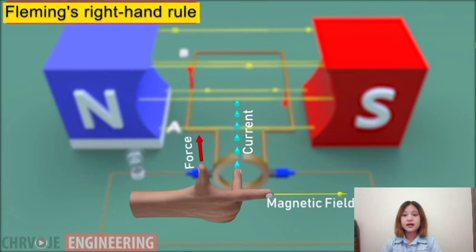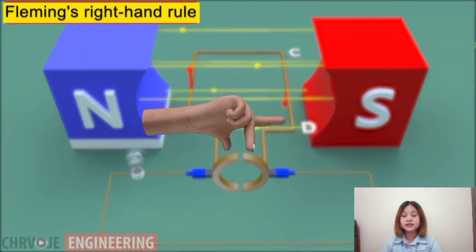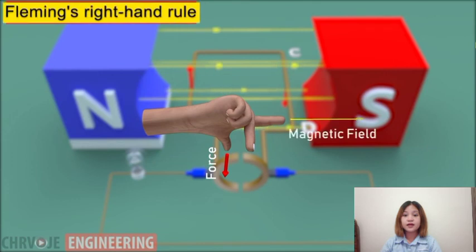Similarly, to find the induced current in the part CD, again we use Fleming's right-hand rule. The rotation of the coil is clockwise, and the force acting on the CD part of the coil is pushing that part of the coil downwards. The thumb points down, indicating the direction of the force, the index finger points in the direction of the magnetic field from north to south, and lastly, the middle finger will point in the direction of the induced current, which in this case is from C to D.